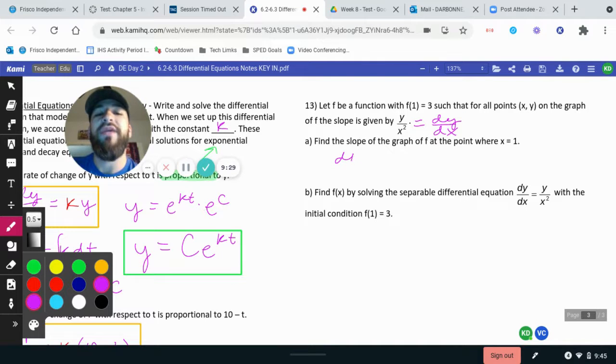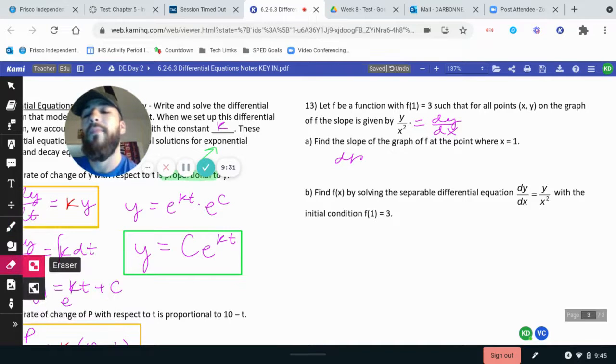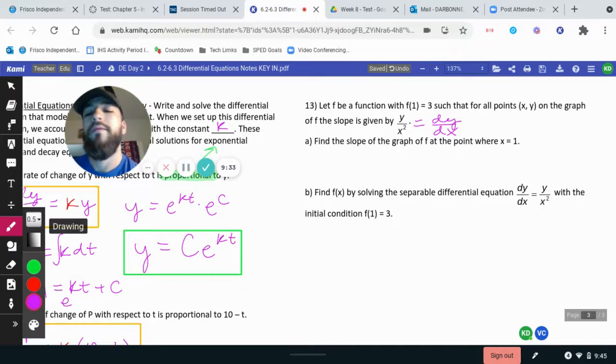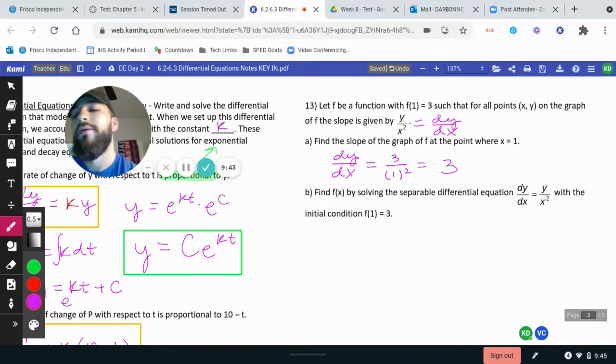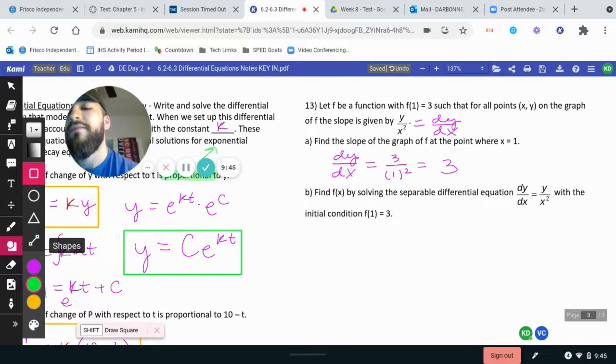So dy over dx is equal to 3 over 1 squared, which is just equal to 3. So if you got that on an AP exam, I really hope that's the easiest point you could ever get. Okay, and it shows up. Don't think that question doesn't show up on the AP exam. It shows up. This is a real FRQ that this is pulled from.